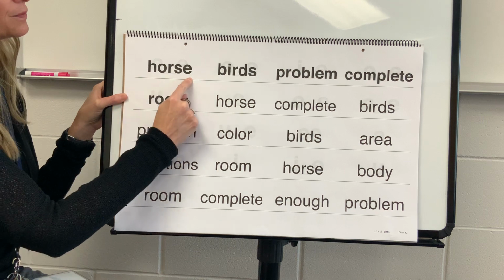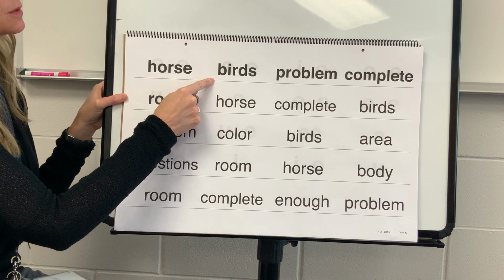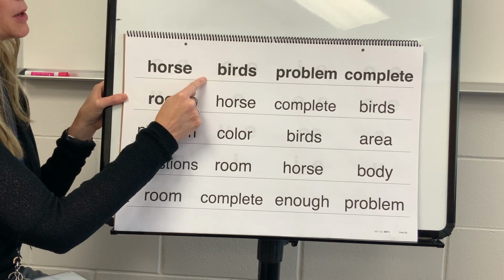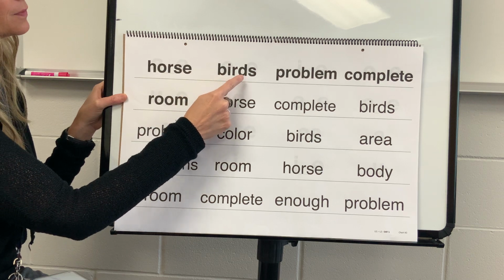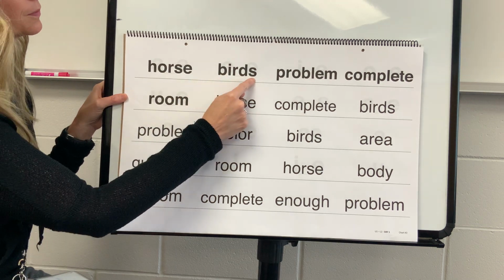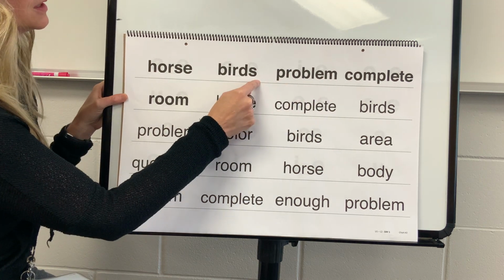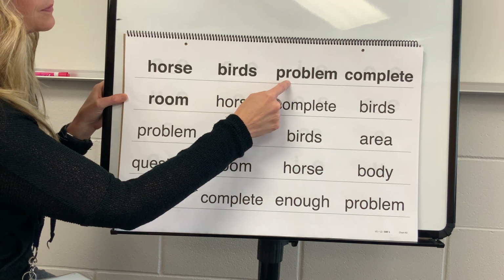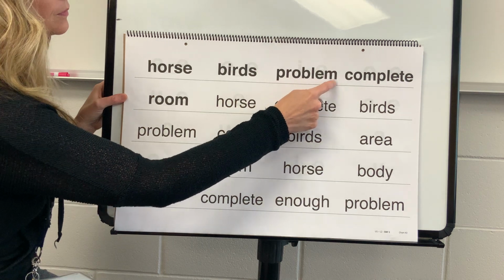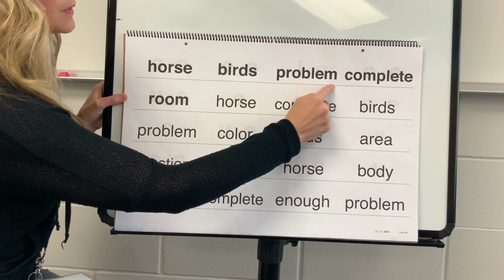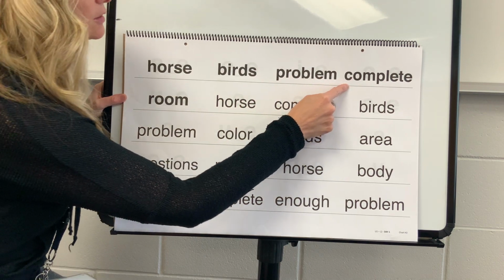H-O-R-S-E. Word? Horse. Birds. Word? Birds. Spell birds. B-I-R-D-S. Word? Birds. Problem. Word? Problem. Spell problem. P-R-O-B-L-E-M. Word? Problem. Complete. Word?